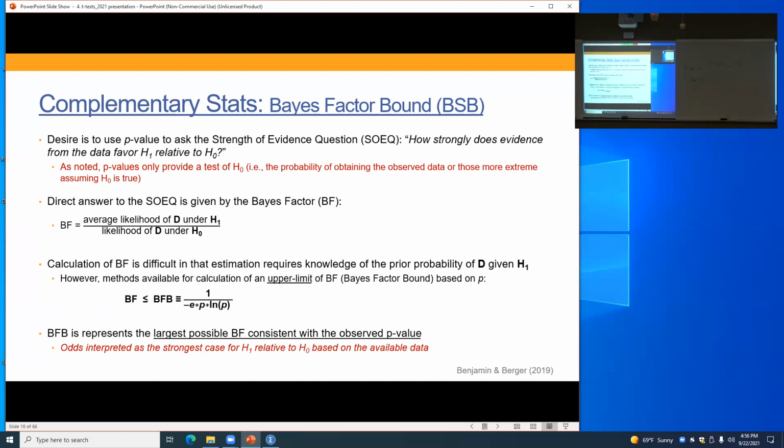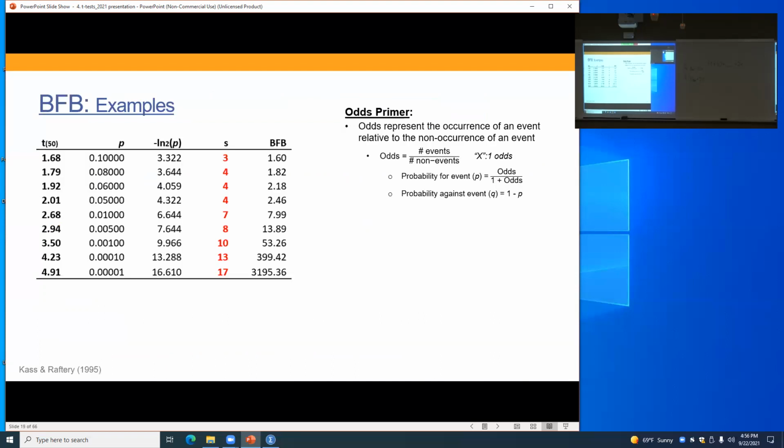Okay? And we can interpret this as the odds of the strongest case for your alternative relative to your null. And now what we've got is something that actually answers the question: based on the data we've collected, how likely is the alternative relative to the null? Here are some examples. Right at p equals 0.05, our S value is 4, and we've got a Bayes factor bound of 2.46.